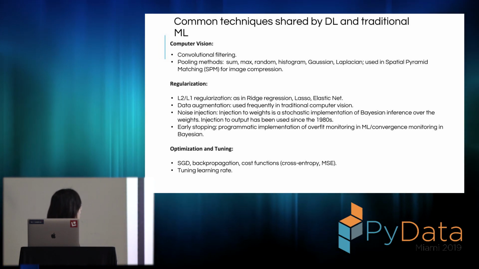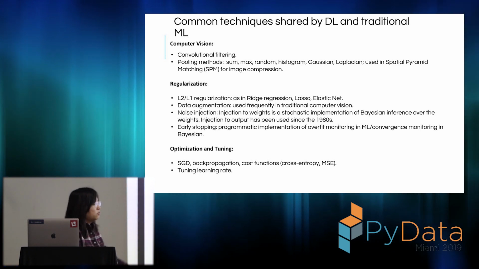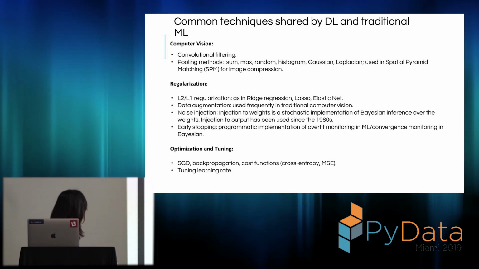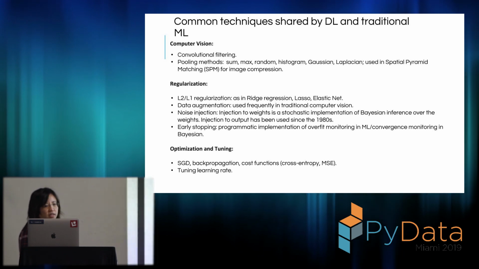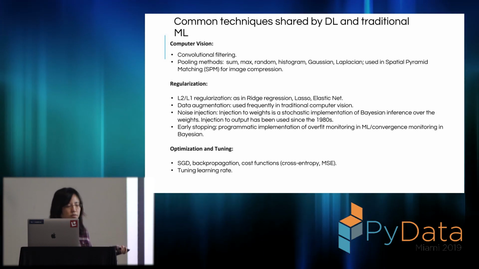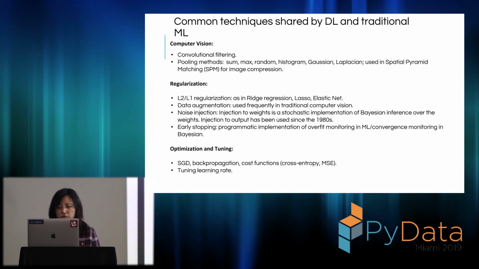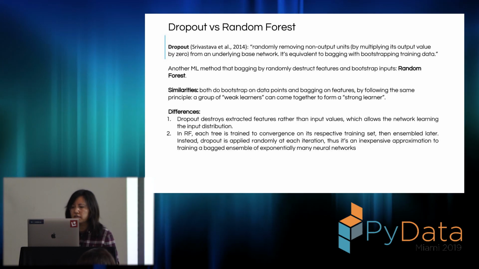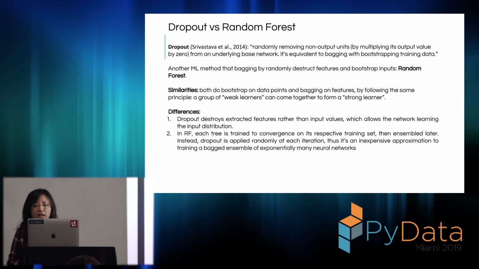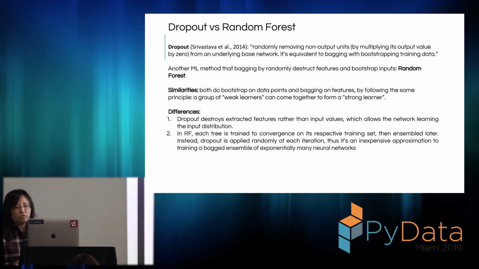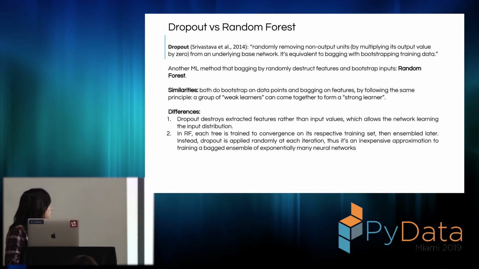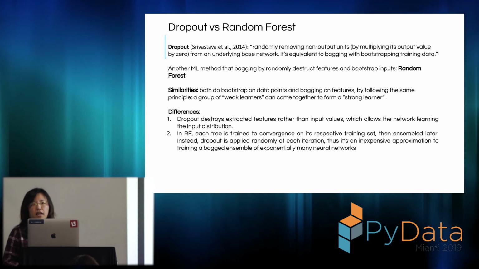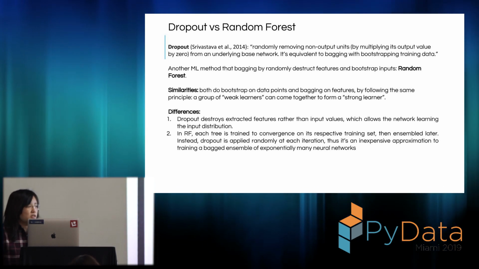On the implementation side, SGD and backpropagation is being used in traditional neural network. And then the most popular cost function is still cross entropy and MSE. And tuning learning rate is pretty essential in traditional neural network too. And then as I mentioned in the first slide, there are a few relatively new techniques such as dropout, ReLU, and batch normalization. But if we look into those ideas, none of them are totally new.